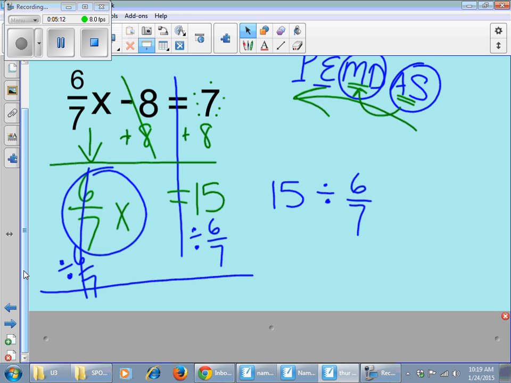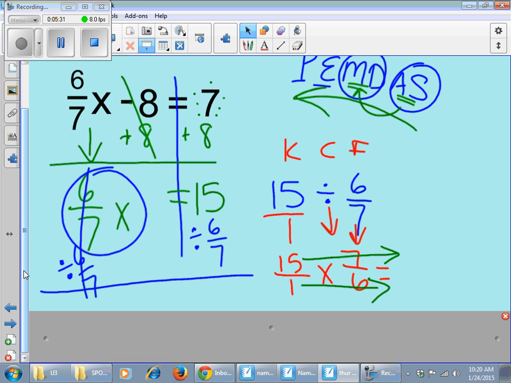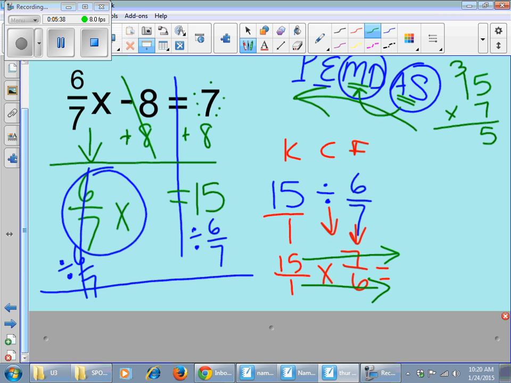Rules for dividing fractions say that I need to keep, change, and flip. I'll make this into a fraction. Change division to multiplication, 15 over 1. Change, flip to 7 over 6. And now multiplying fractions says multiply straight across. 15 times 7 and 1 times 6. 15 times 7, I'm going to do some scrap work on the side. 7 times 5 is 35. 7 times 1 is 7, 8, 9, 10. So this is 105 over 6.